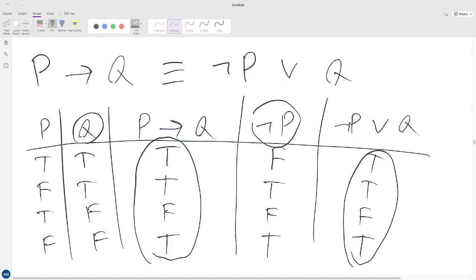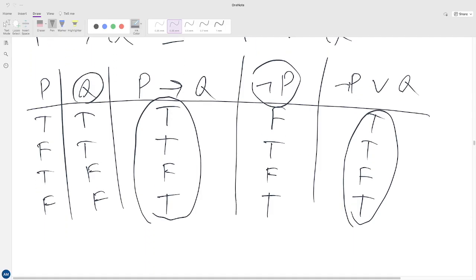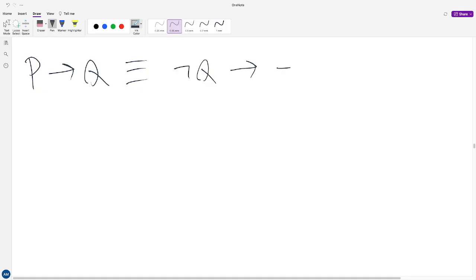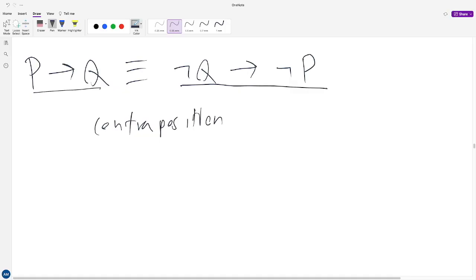All right, the next logical equivalence I want to go over is the contrapositive. So P implies Q. Again, this comes back again. P implies Q is logically equivalent to not Q implies not P. And this is called contraposition. So this is the contrapositive of this. You're basically flipping the P and Q around.